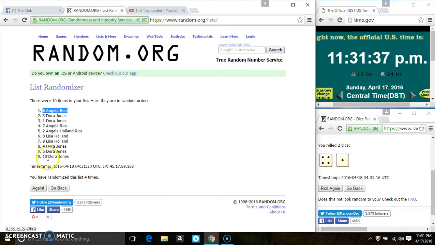Miss Angela Rice is on the top. Miss Dora Jones is on the bottom. We randomized 4 times. The dice call for a 5. 11:31, last and final time. Good luck, everyone. Spots 1 and 10 each win 5 on the main.